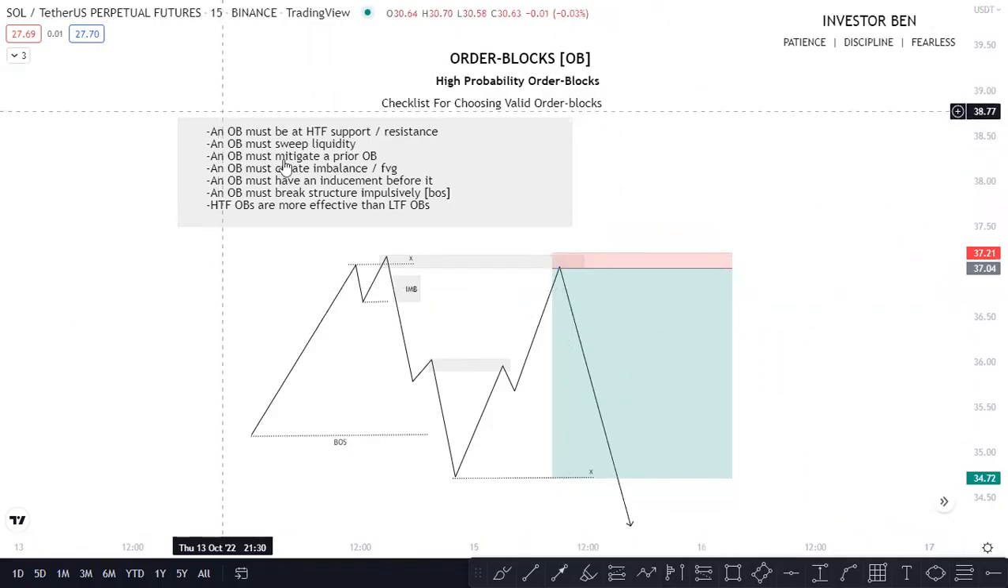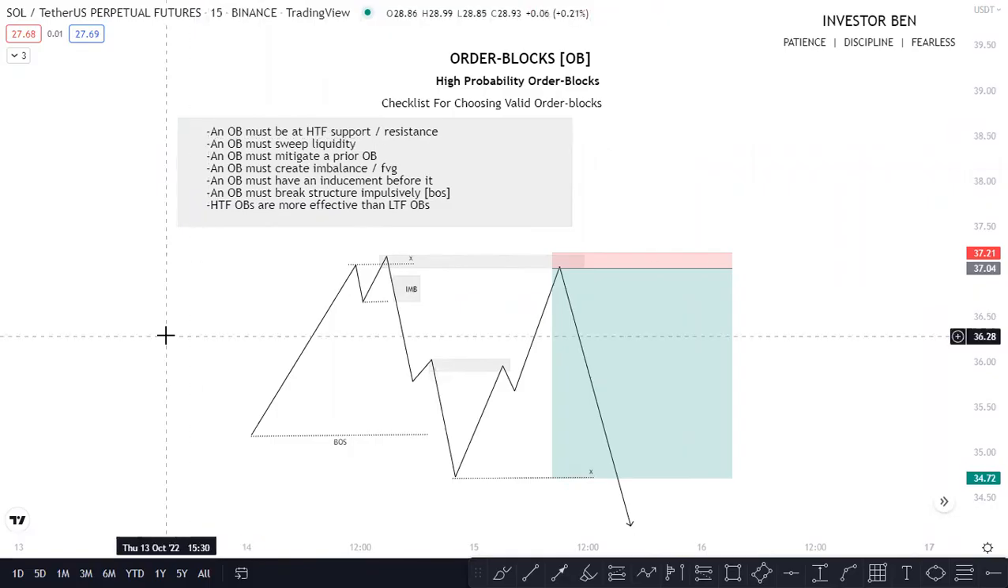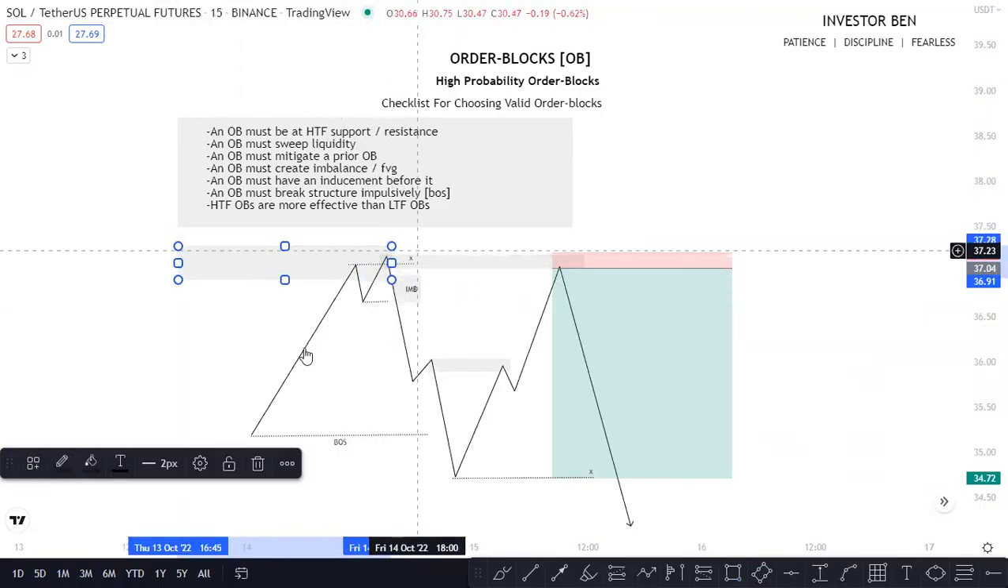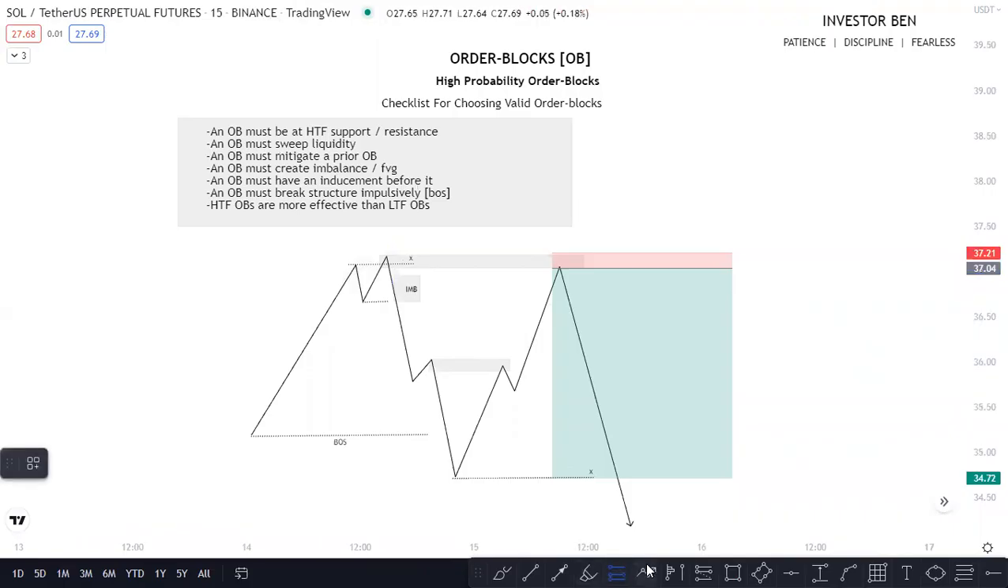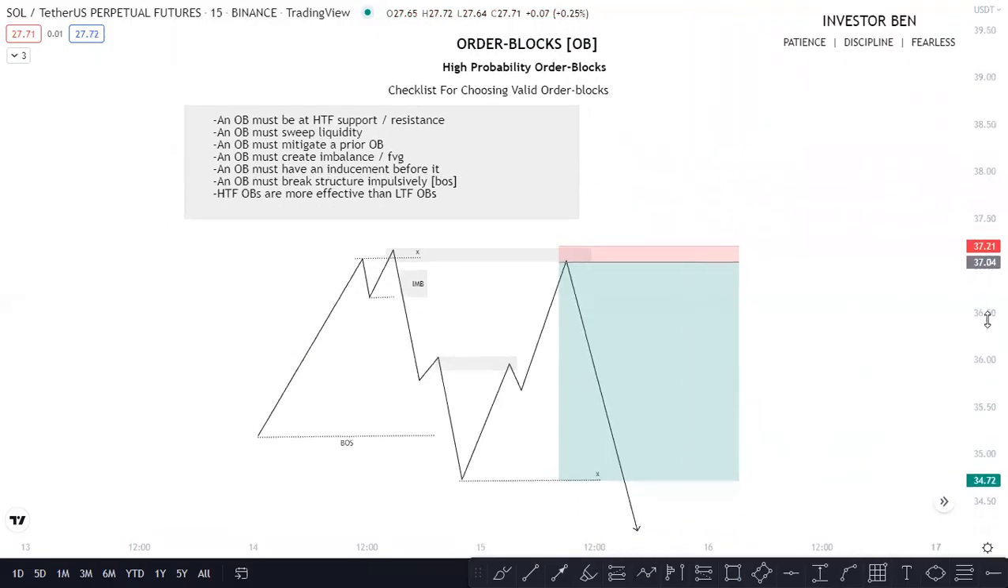So an OB must be at a higher time frame support and resistance. Okay, I didn't explain this. The reason for this one is that when an order block is coming from a higher time frame region, you are more certain that it won't fail very quickly. On lower time frames, things can fail very fast, right? But when it's coming from a higher time frame POI, a higher time frame support or resistance zone, or a higher time frame demand and supply zone, you are likely to be certain that price will react really well from here. So you look for a confirmation entry using your lower time frame, right?